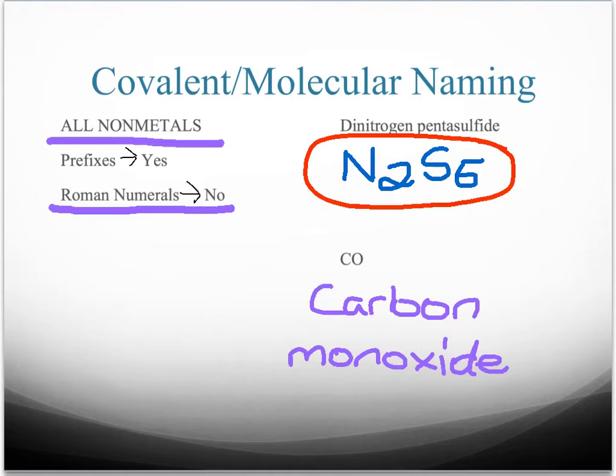So again, the take-home message with the covalent and moleculars, they're all nonmetals. Nitrogen is a nonmetal, so is sulfur, so is carbon, so is oxygen. These are all nonmetals. There is not a metal in sight. If you see a metal in the compound or if the name has a metal in it, it is automatically an ionic compound. So covalent compounds, you do need the prefixes. That's why we have dinitrogen, monoxide. And there are no Roman numerals, as you can see.